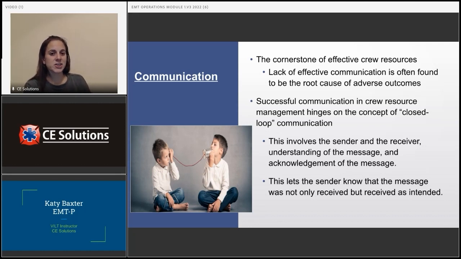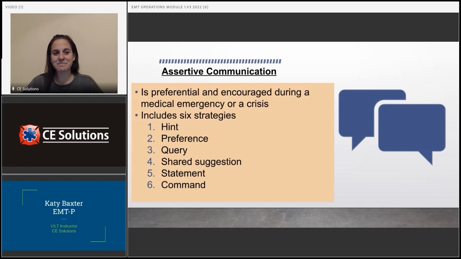So successful communication and crew resource management hinges on the concept of closed loop communication. This involves the sender and the receiver's understanding of the message and acknowledgement of that message. It lets the sender know that the message was not only received, but received as intended. "Give 1 milligram of epi." "Okay, I will give 1 milligram of epi." A lot of us are used to that from AHA classes. We have to practice it a lot if we've ever taken a CPR course through AHA or an ACLS.